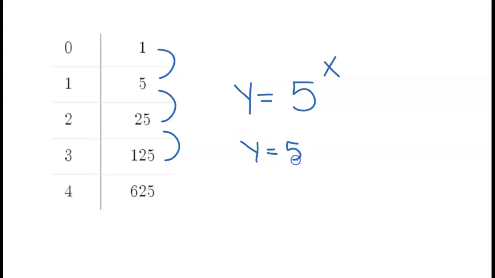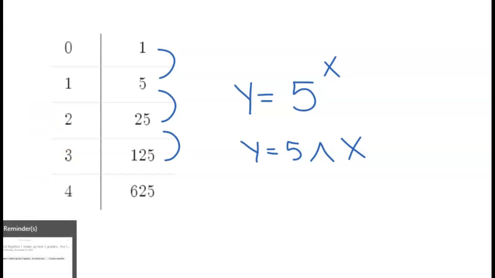Y equals 5 raised to the power of x. You get this by putting shift 6 in your computer, and then it looks like that. And then you get a table that looks like this. Except Desmos may start with -2, and you can make it start with whatever number you want to. Does it match?